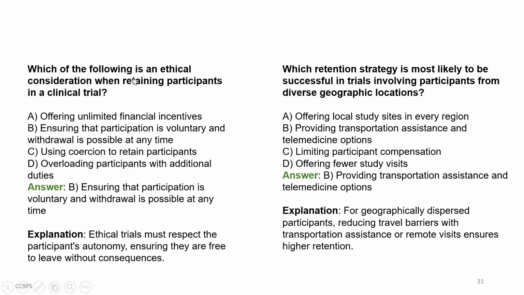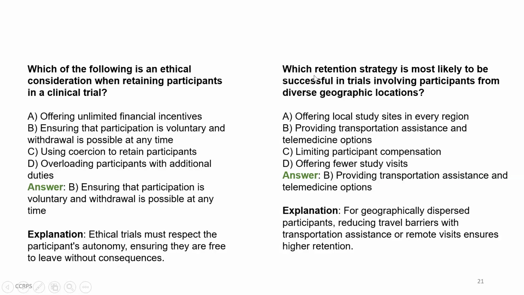Question 3. Which of the following is an ethical consideration when retaining participants in clinical trials? Also, the best answer here would be B, ensuring that participation is voluntary and withdrawal is possible at any time. As ethical trials must respect the participants' autonomy, ensuring that they are free to leave without consequences.